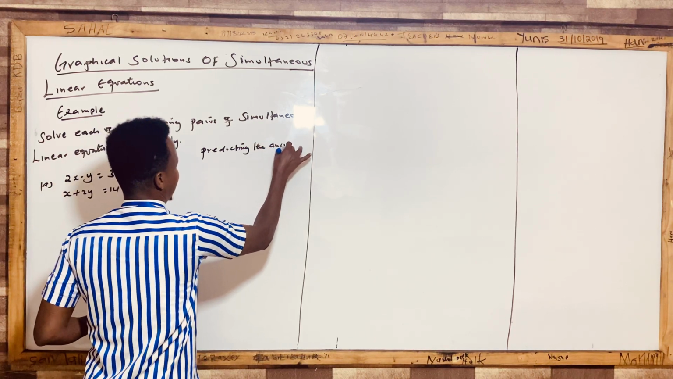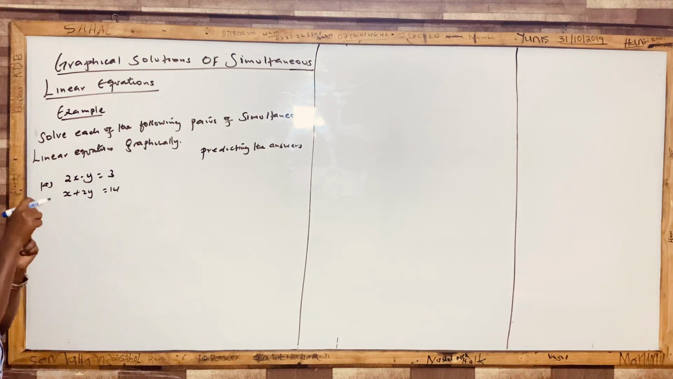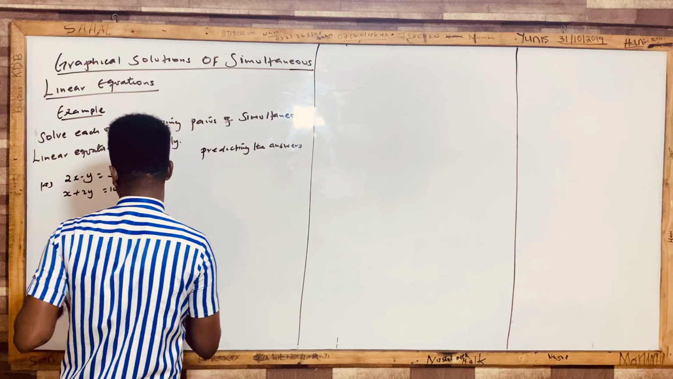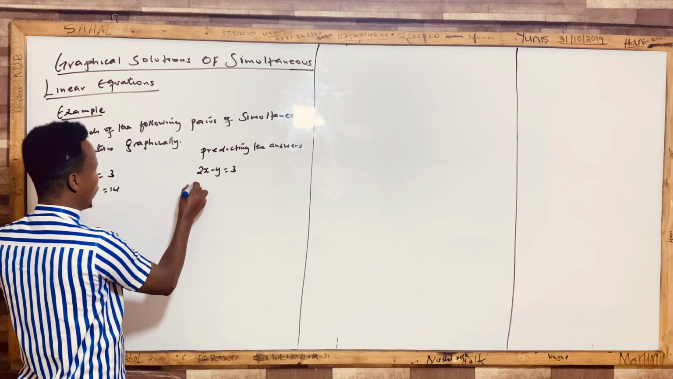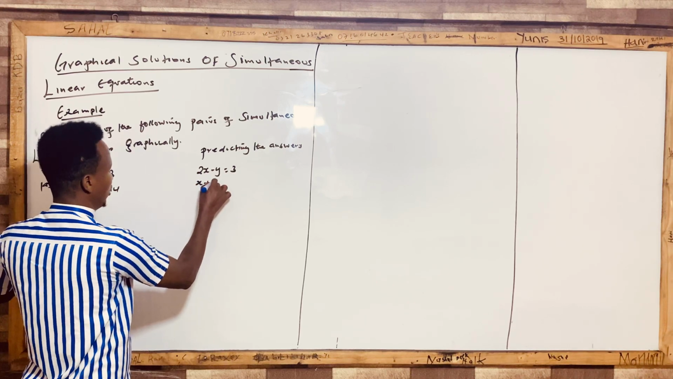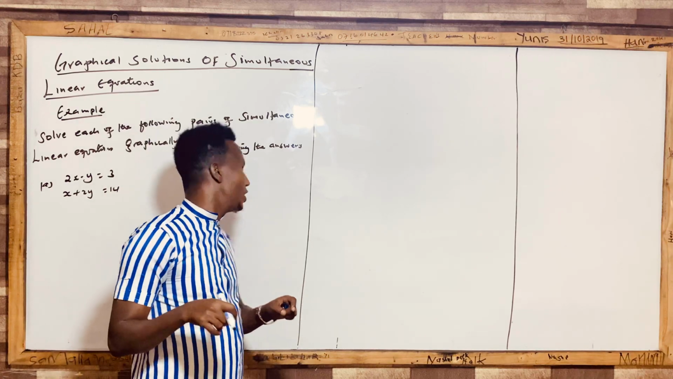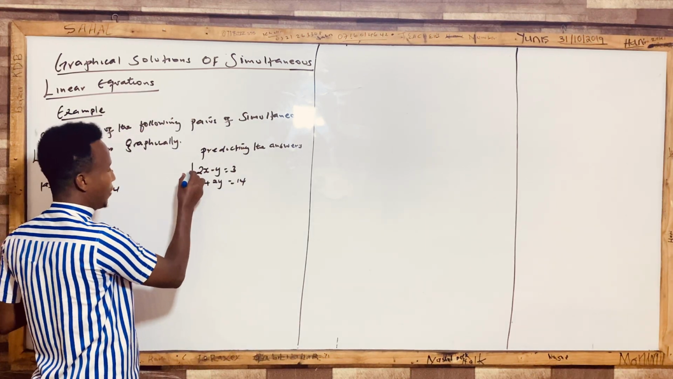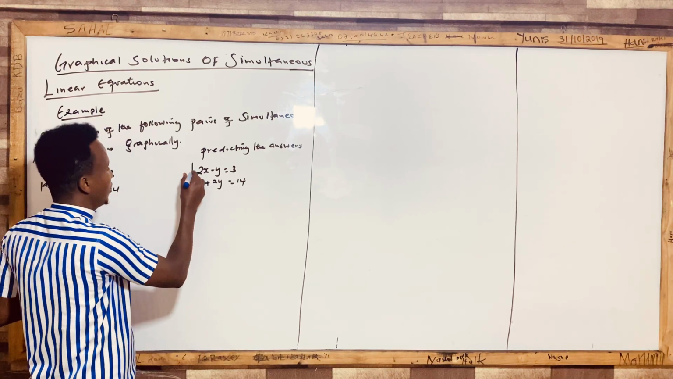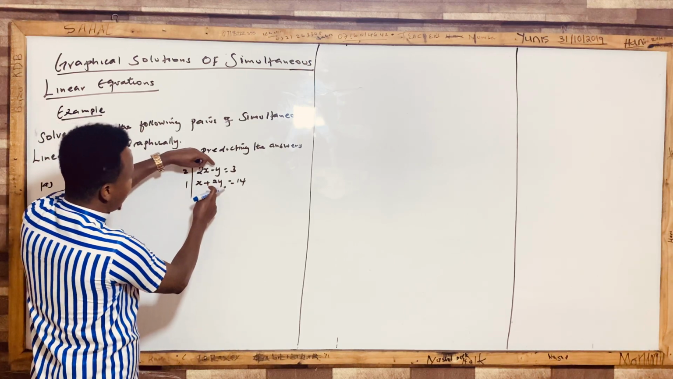Predicting what? The answers. Let me solve these two simultaneously, using either the elimination method or the substitution method. I have 2x minus y is equal to 3. I also have x plus 2y is equal to 14. We say that in elimination, we make the middle numbers equal. If you remember that, it is there on our YouTube channel. So I will only change the coefficient of y.